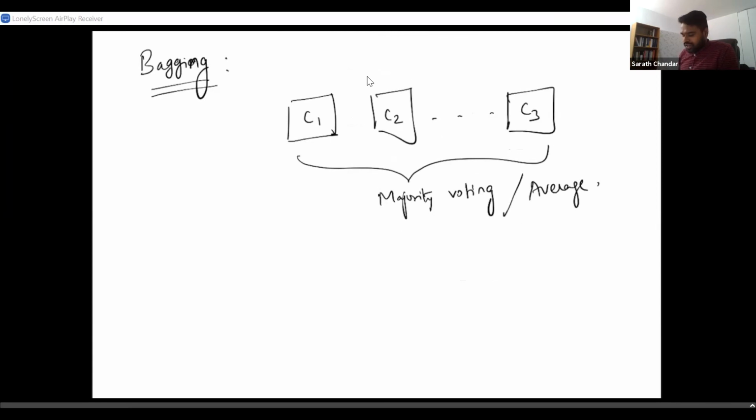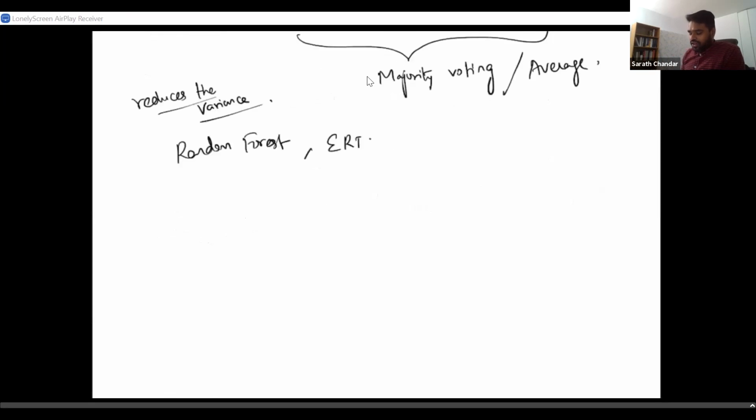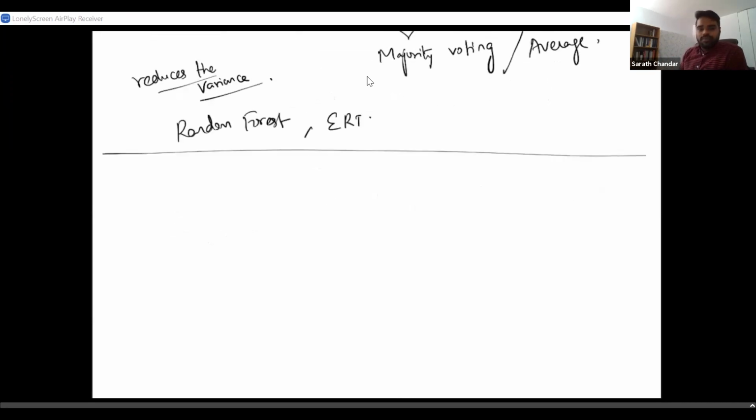We also learned that bagging reduces the variance. And we looked at variants of bagging for decision forests, which were random forests and extremely randomized trees. Now this is the first ensemble method. We are going to look at 2 more ensemble methods, and the second one that we are going to discuss now is the idea of boosting.